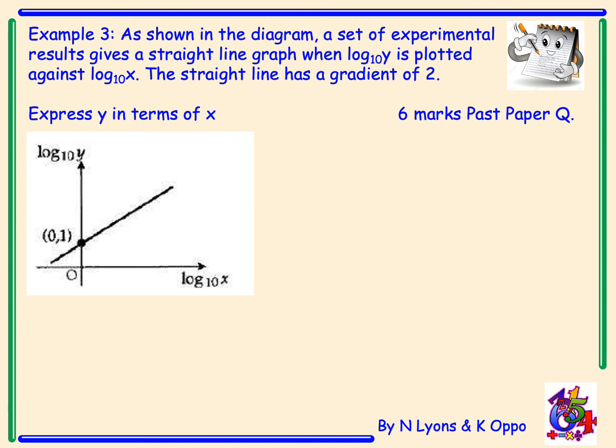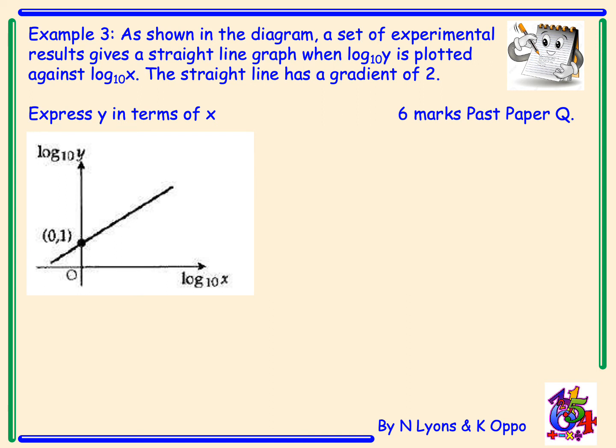Example 3. As shown in the diagram, a set of experimental results gives a straight line graph when log y to the base 10 is plotted against log x to the base 10. And this straight line has a gradient of 2. That's the information you've been given. It's a 6-mark past paper question and it's asking to express y in terms of x. And you have the picture there to help you. So from the picture, you've got log of both axes, both x and y axis, and it's also got the y-intercept showing at 0, 1.